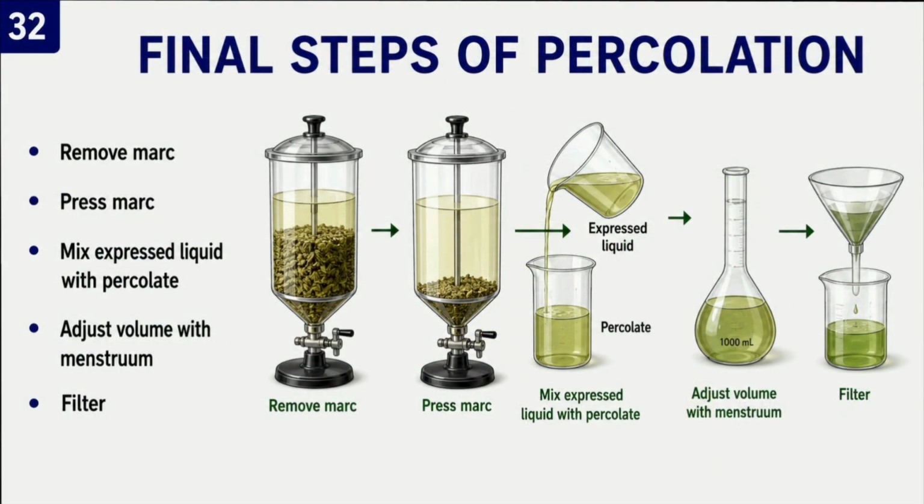Final steps of the percolation. After percolation, the marc is removed. It may be pressed. The pressed liquid is mixed with the percolate. The volume is adjusted with the menstruum and finally filtered. Again, think about the wet sponge example. The marc can retain the valuable liquid, so pressing helps recover it. The final volume must be accurately adjusted because pharmaceutical preparations require consistency. Every batch should be of controlled quality.